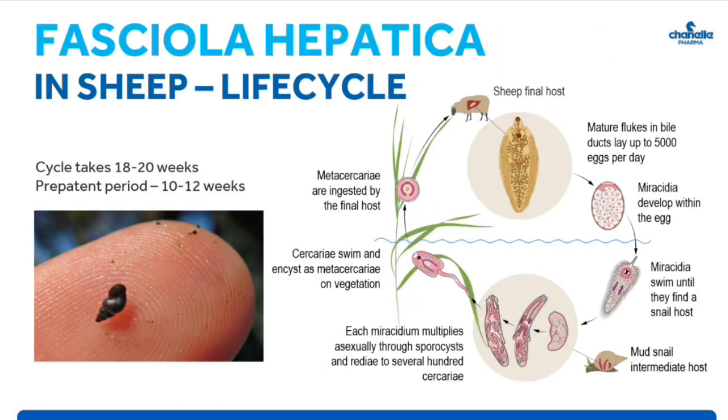This is the life cycle of the liver fluke, just to remind people. A couple of things to note here. One is that there is an intermediate host, the mud snail, and as we'll discuss, controlling mud snail populations is an important part of reducing the risk posed by fluke. It's also worth noting the length of time that the parasite takes to go through its life cycle. So 18 to 20 weeks, quite a long time, with a very long pre-patent period as well, 10 to 12 weeks.